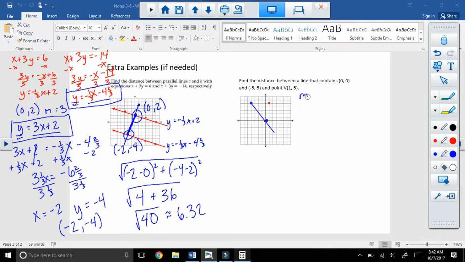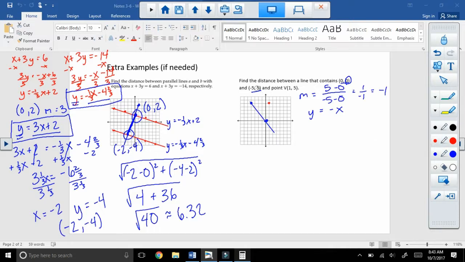So to write that equation of the line that goes through these 2 points, I'm finding slope first. So 5 minus 0 over negative 5 minus 0. The slope is going to be 1 over negative 1, which is just negative 1. And it gives me the y-intercept, so I would just go with the y-intercept being 0. So the equation of that blue line is y equals negative 1x, or you could just write negative x. And it goes through this point.